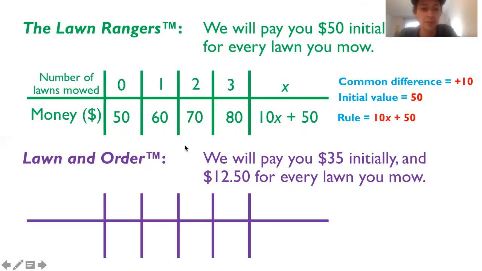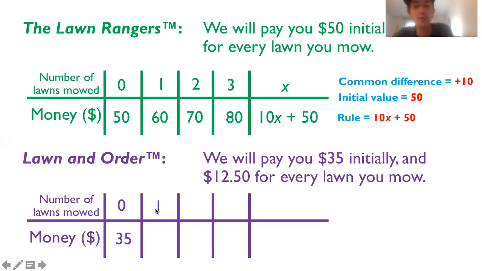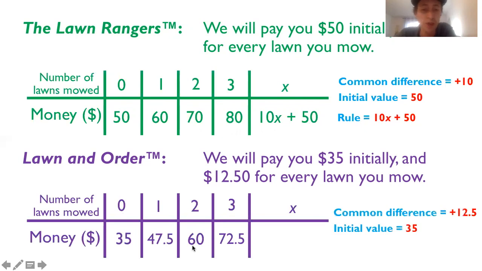For the other company, we're going to do the exact same thing, but the numbers are different. When we mow no lawns, we've made $35. If we mow 1 lawn, we've made $47.50. 2, 60. 3, 72.50. The common difference, every time I'm going up in this situation, is 12.5. The initial value is 35, so the rule is 12.5x plus 35. You are allowed to have decimals in these situations.